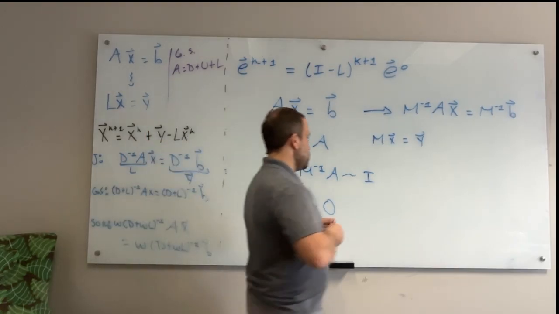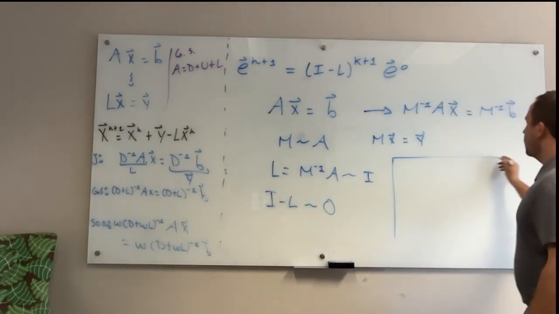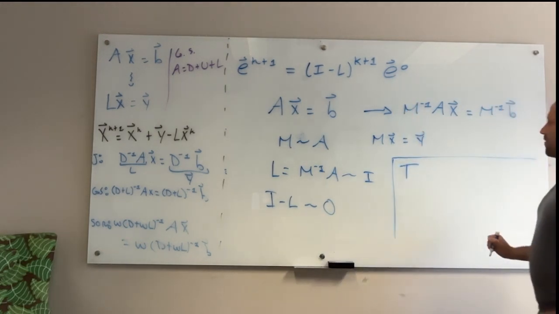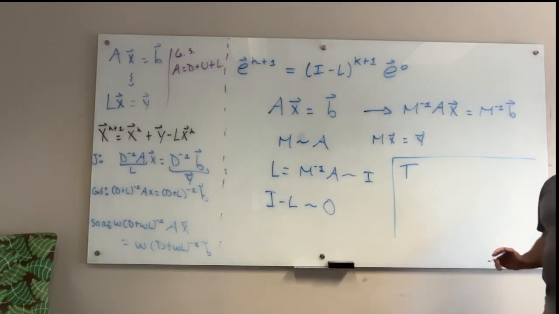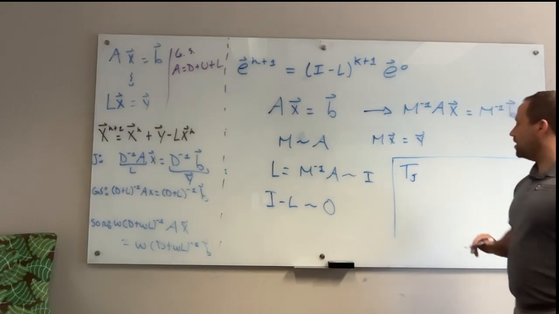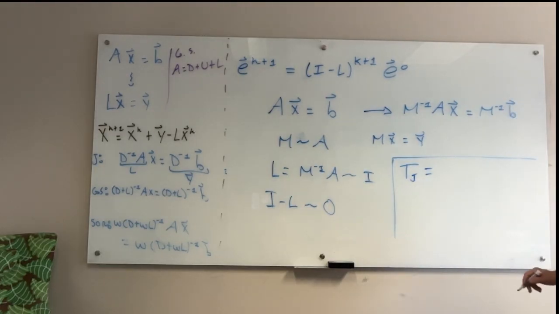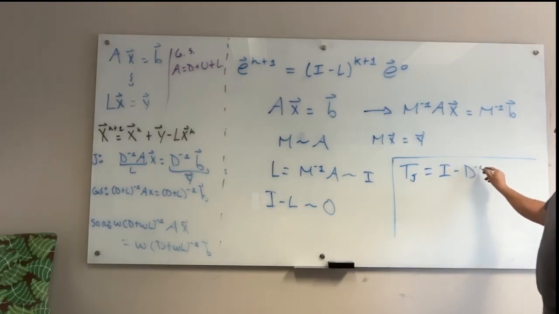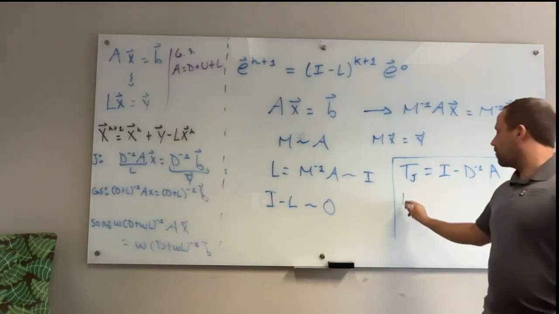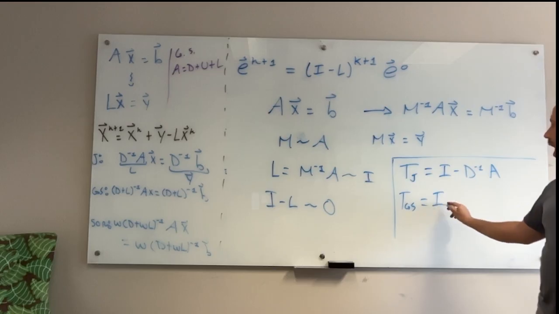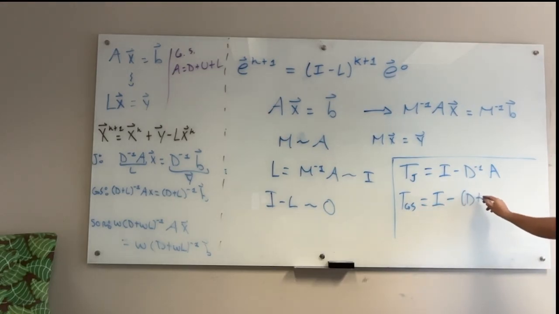Now the last thing that I want to mention, the matrix I minus L is called the iteration matrix, and a very common way to denote it is with a capital T, and then something to denote what the method is. So if we look at T sub J, the iteration matrix for the Jacobi method is going to be I minus D inverse A, and for Gauss-Seidel, T is going to be equal to I minus (D plus L) inverse A.